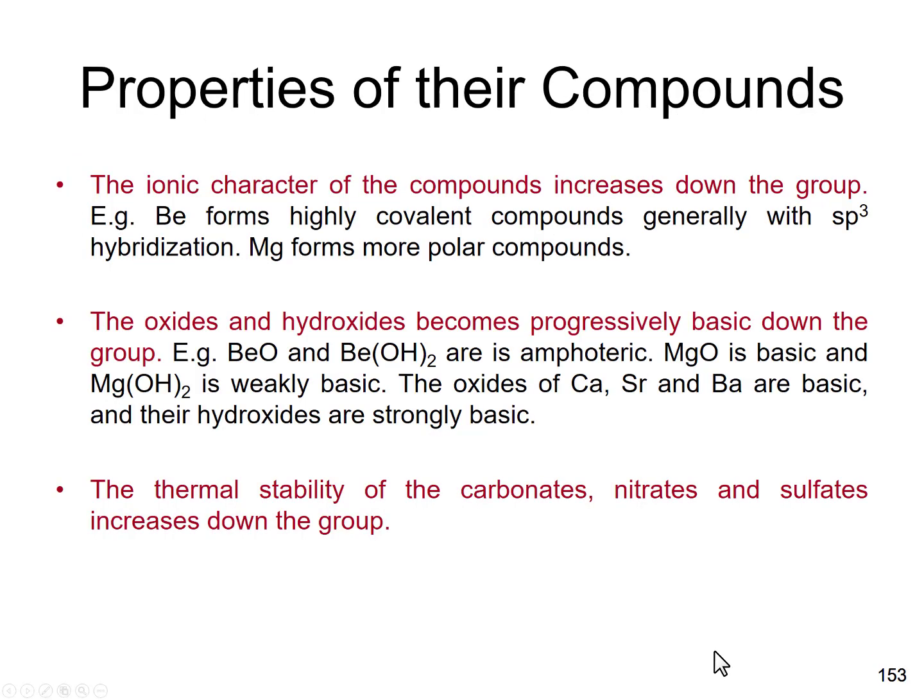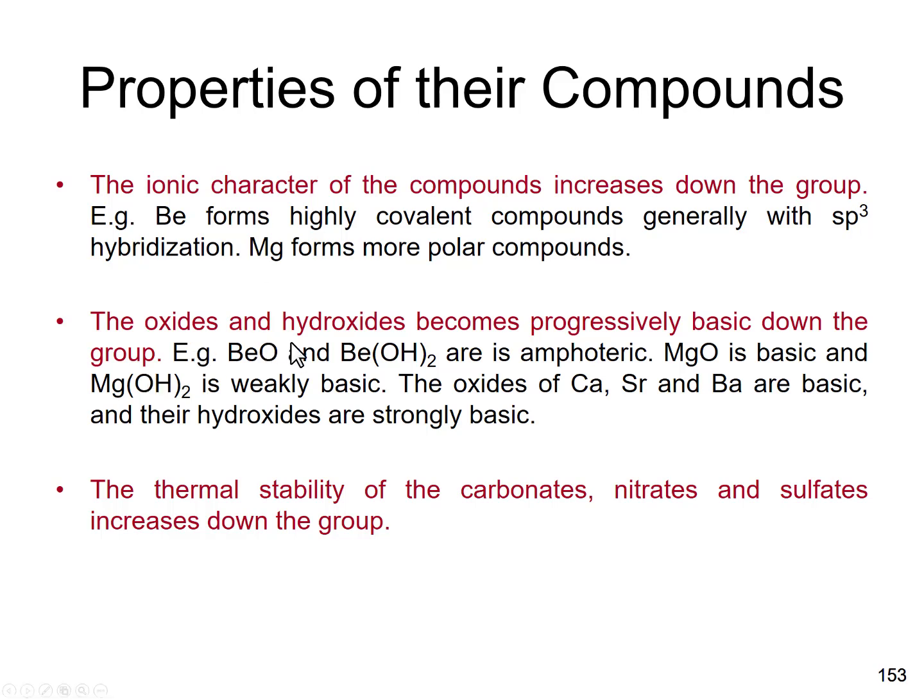Some common properties of their compounds are summarized in this slide. In general, the ionic character of the compounds increases down the group. The first element, beryllium, forms highly covalent compounds which are generally sp3 hybridized. On the other hand, magnesium forms already more polar compounds, and the even heavier homologues form ionic compounds.